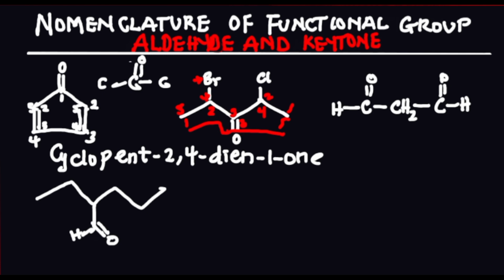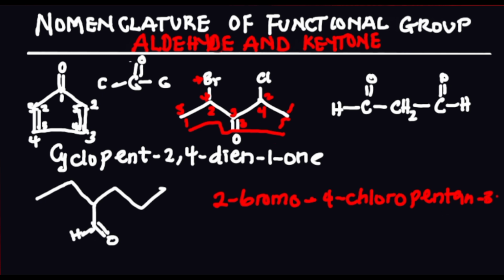So this name is going to be 2-bromo, right? 2-bromo, then followed by what? 4-chloro. Since it's 5 carbon atoms, 5 is actually what? That's pentan. Pentan in the sense that there is no double bond. Then we're going to have 3-one. That's what we're going to have. 2-bromo-4-chloropentan-3-one. That's going to be the name.